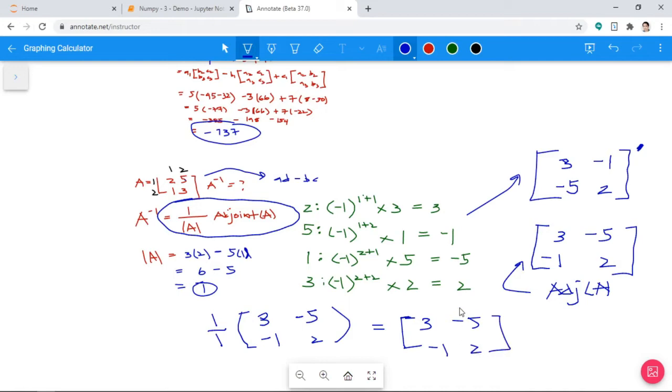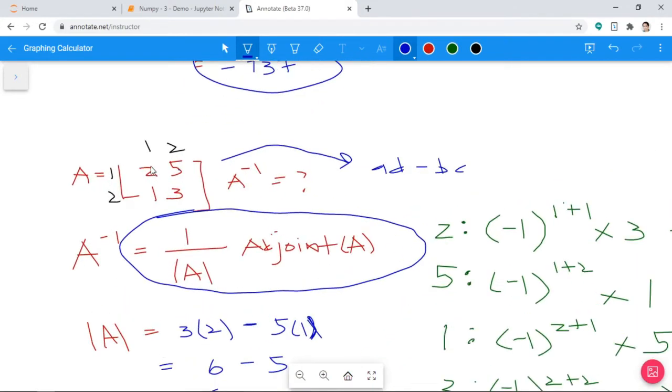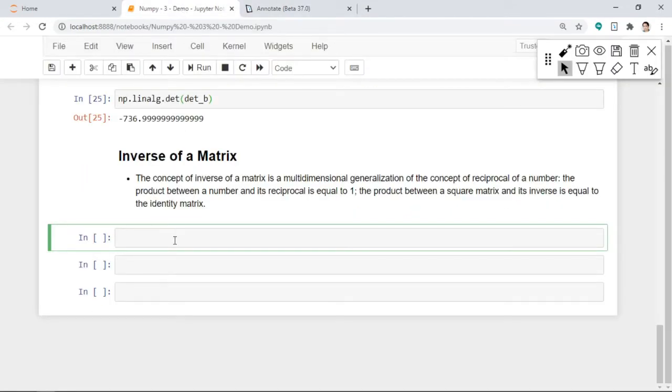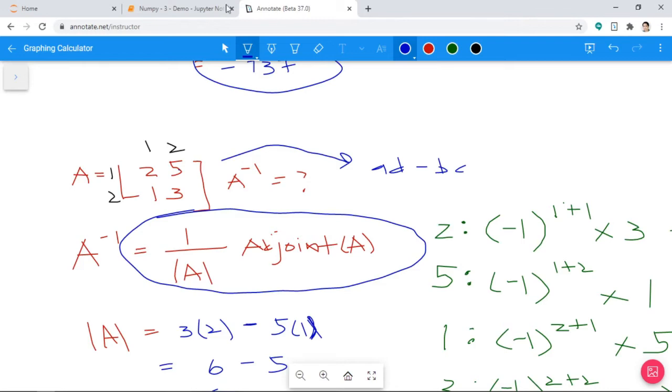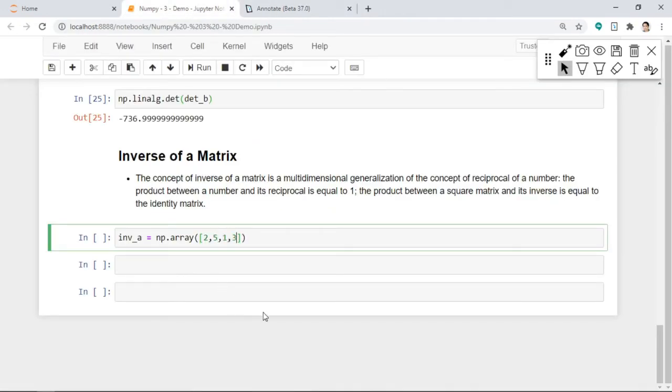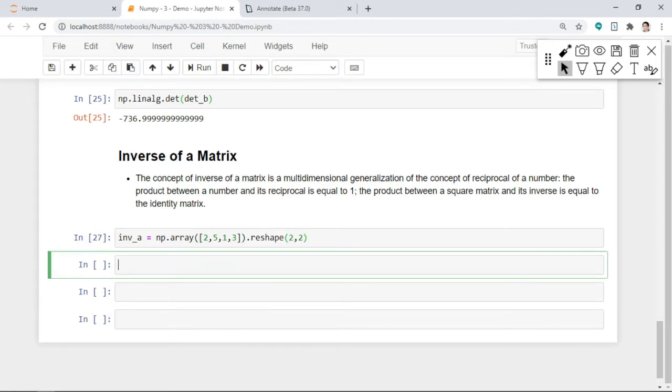Okay, so let's confirm that by using NumPy. We have here the values that are given: 2, 5, 1, 3. Let's create this one. So inverse of A, NumPy array. We have 2, 5, 1, 3. Then we will reshape this one, dot reshape, so this one is 2 by 2.